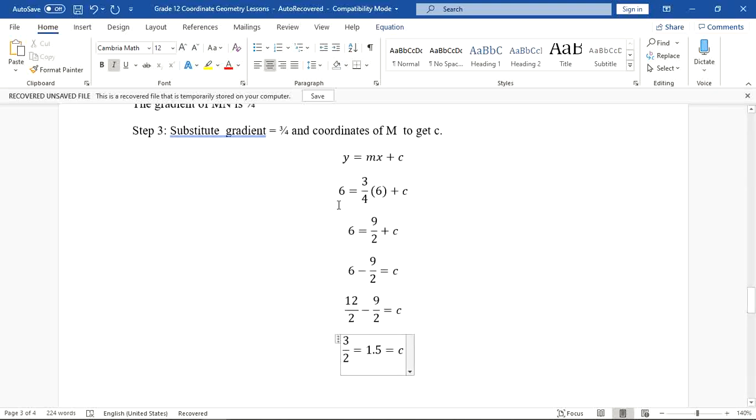Once I have the C, I will now substitute everything into the standard equation. So let me work with this. Now substitute.